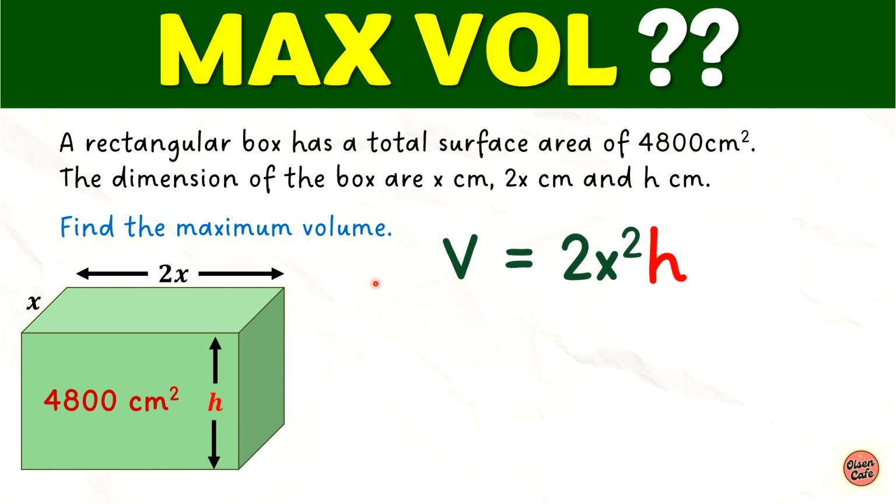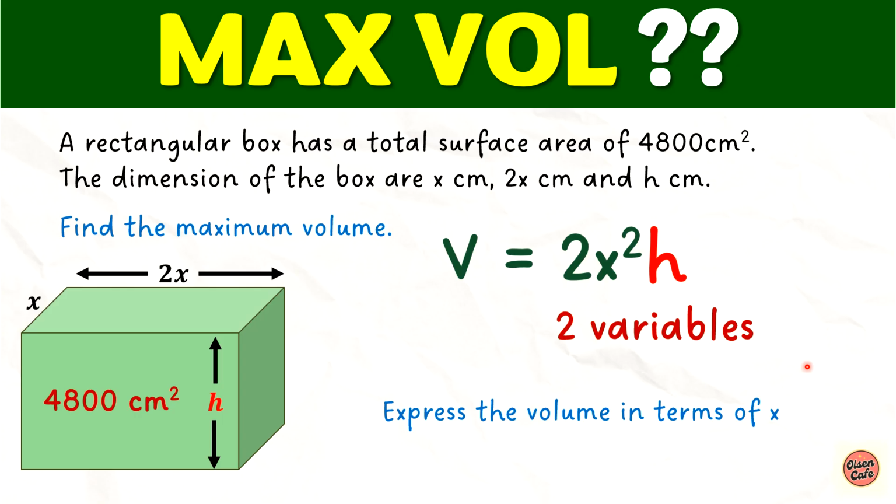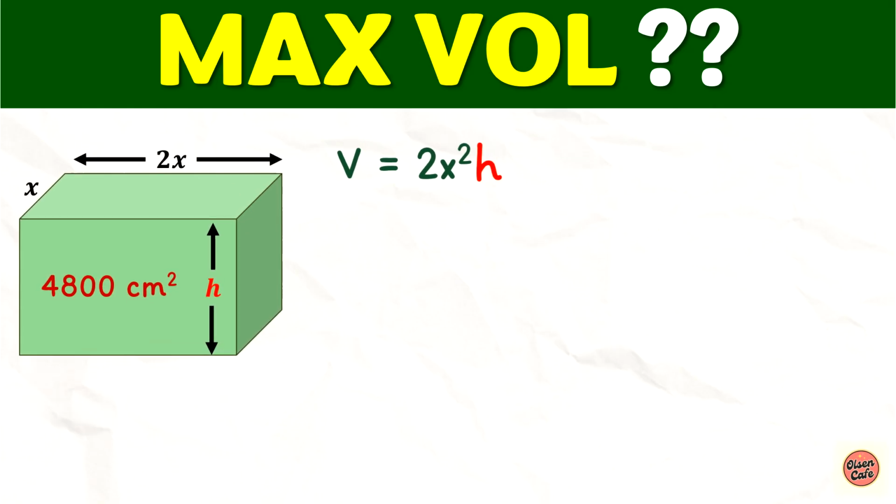Now, as mentioned earlier, we cannot start to differentiate at this point in time. It is simply because there are two variables, which are x and h. So when there are two variables, what we need to do is to express the volume in terms of x. And to do this, it comes from the total surface area. To express the volume in terms of x, we must first be able to express the height in terms of x.